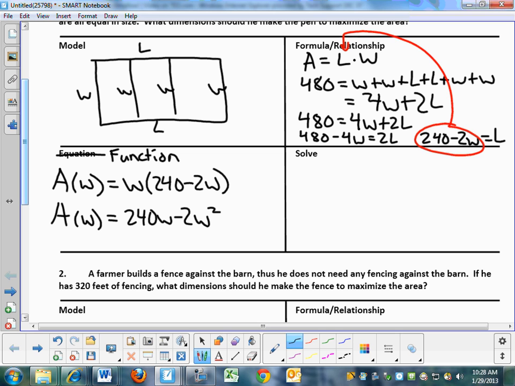Now, the solving part's the interesting piece. This is quadratic, so you guys know how to solve this by another method. We did this exact problem last year in section 2.7. Now we're in 4.7 of calculus. What part of the parabola are we trying to find? The vertex. And so you can find the vertex by doing negative b divided by 2a.